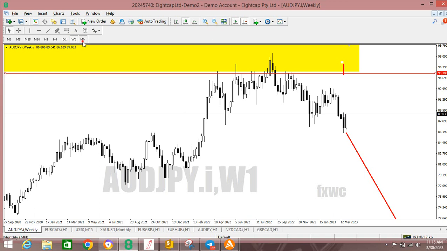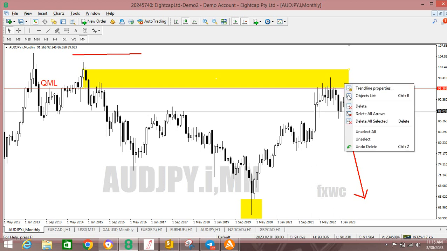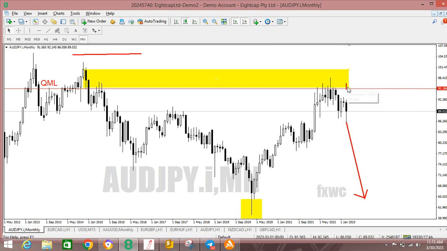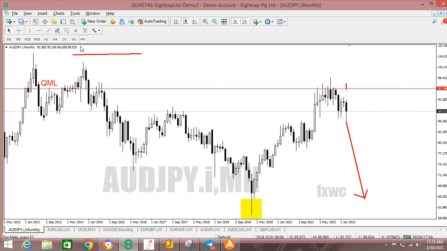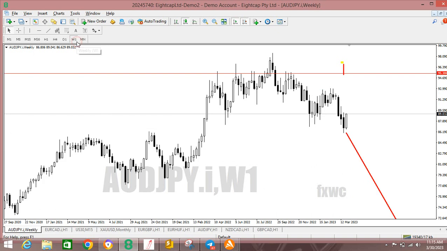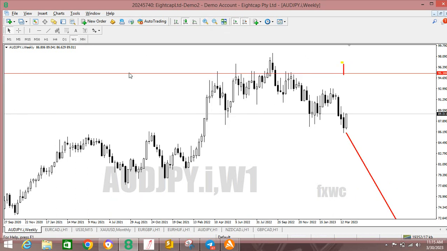So let me delete here so we can have a clear view on the weekly. Okay, I'm just gonna delete this yellow zone there. Okay, so we have a sell on the monthly. So let's see on the weekly, what do we have? Okay, so this is what we have on the weekly time frame.